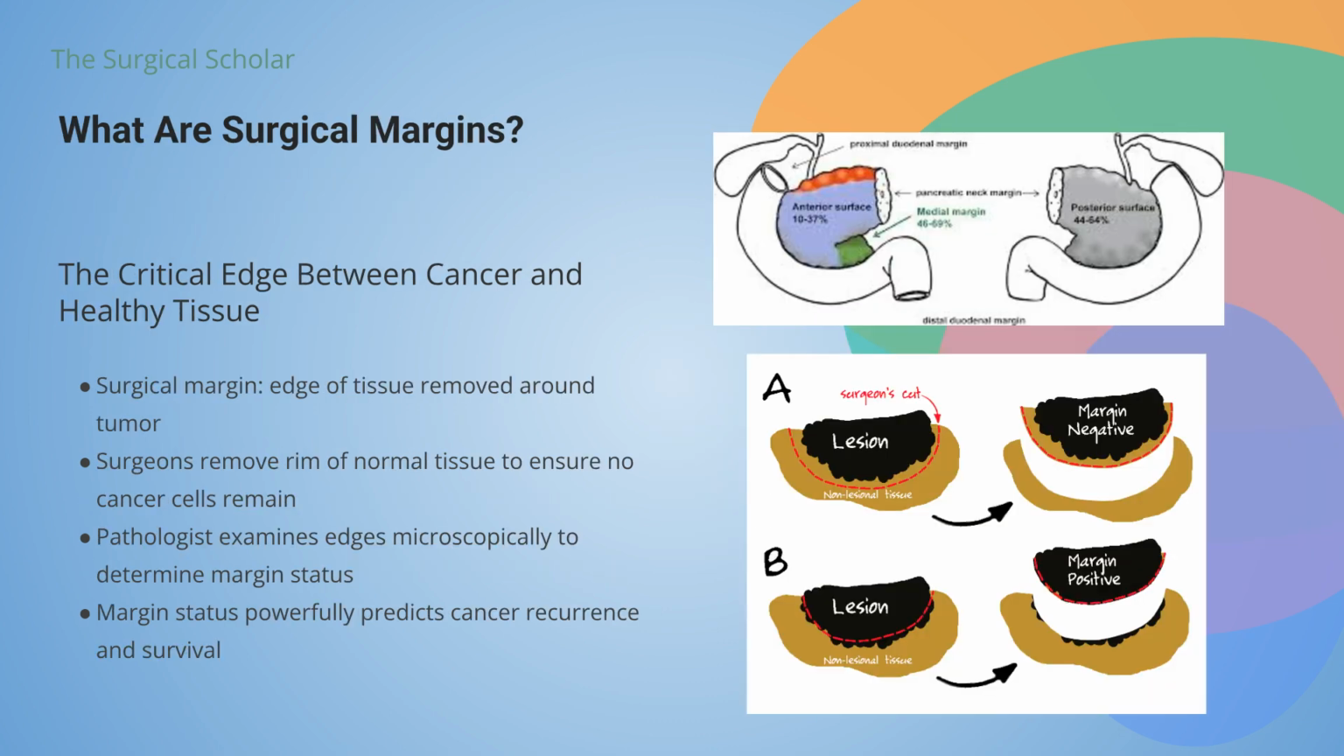Before we dive into R0 and R1 classifications, let's establish what we're dealing with. A surgical margin is the edge of tissue removed around a tumor. When surgeons remove cancer, they're not just cutting out visible tumor, they're removing a rim of normal tissue around it to ensure no cancer cells remain. This concept is illustrated in these two images. The pathologist then examines these edges microscopically to determine margin status. This matters personally, because margin status powerfully predicts whether cancer will recur and your survival after surgery.